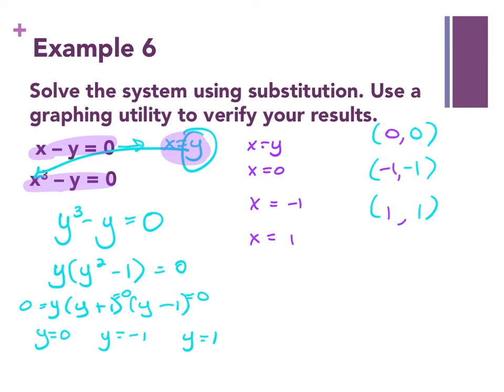So now let's see what this looks like on a graphing utility. I'd have to solve them both for y. So this top one's already solved for y. This bottom one, I would get y, or x to the third equals y. So those are the 2 equations that I'm going to type in. Y equals x, and y equals x to the third. And then I'm going to graph it.